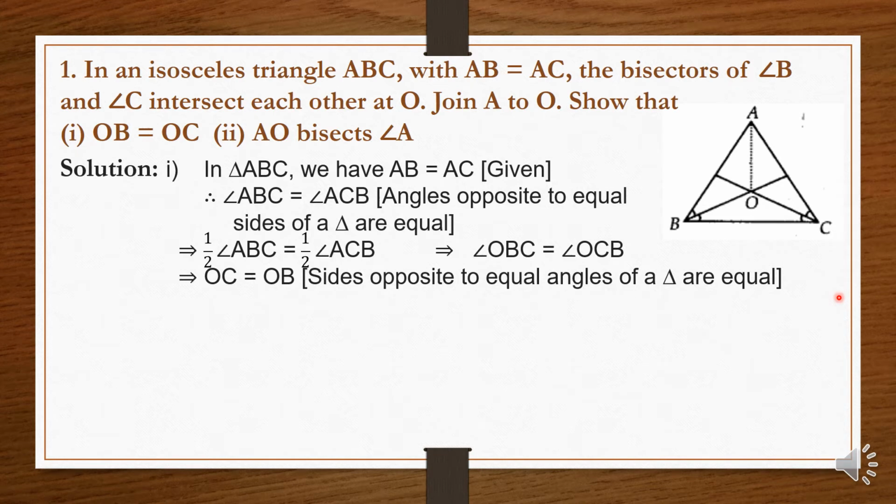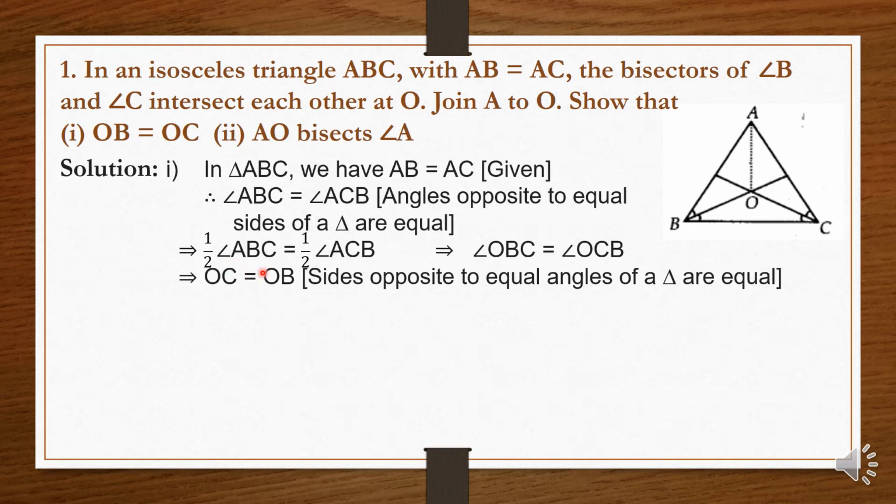So in triangle ABC, as we can already see, AB is equal to AC as given. According to the theorem that we have learned, their opposite angles should be equal. Therefore, opposite to AB is angle C or angle ACB, and opposite to AC is angle ABC. So they will be equal. If two angles are equal, definitely the halves of those angles will also be equal. So I'm multiplying half on both sides.